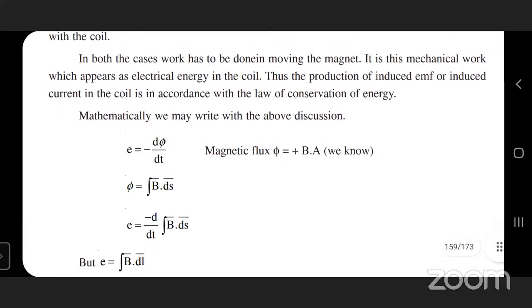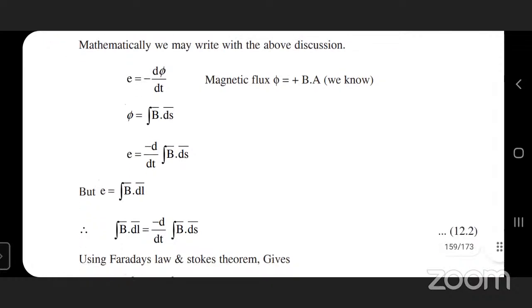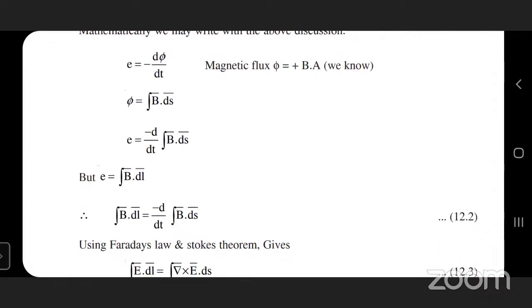So mathematically, how do you express it? EMF equals minus d phi B by dt, and you know that phi is the magnetic flux, whose value is the surface integral of B dot ds. Substituting in the above equation, E equals minus d by dt of the surface integral of B dot ds. But you know that the EMF is given by the line integral of E dot dl, not B dot dl. Therefore, there is a print mistake. The line integral of E dot dl equals minus d by dt of the surface integral of B dot ds.